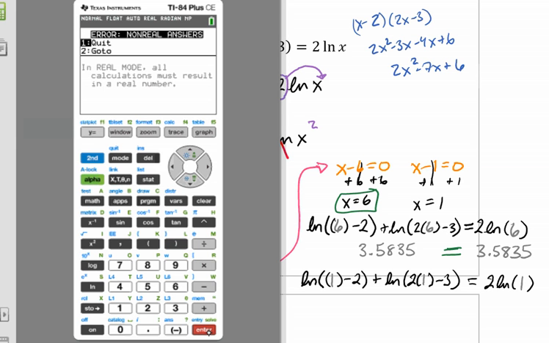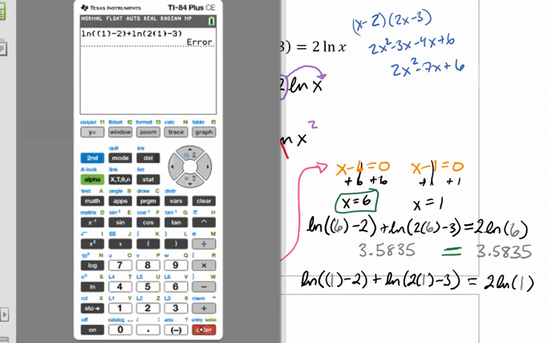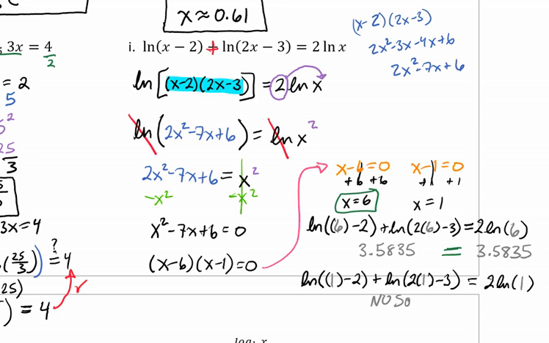Interesting. Well, what if we plug in 2 times the natural log of 1? That gives us a 0. And so we see that those don't match. So here we had no solution, and here we had a 0. And so we can see that our 1 is an extraneous solution. So only 6 is a solution here. So again, it's really important to make sure that you're checking your solutions.